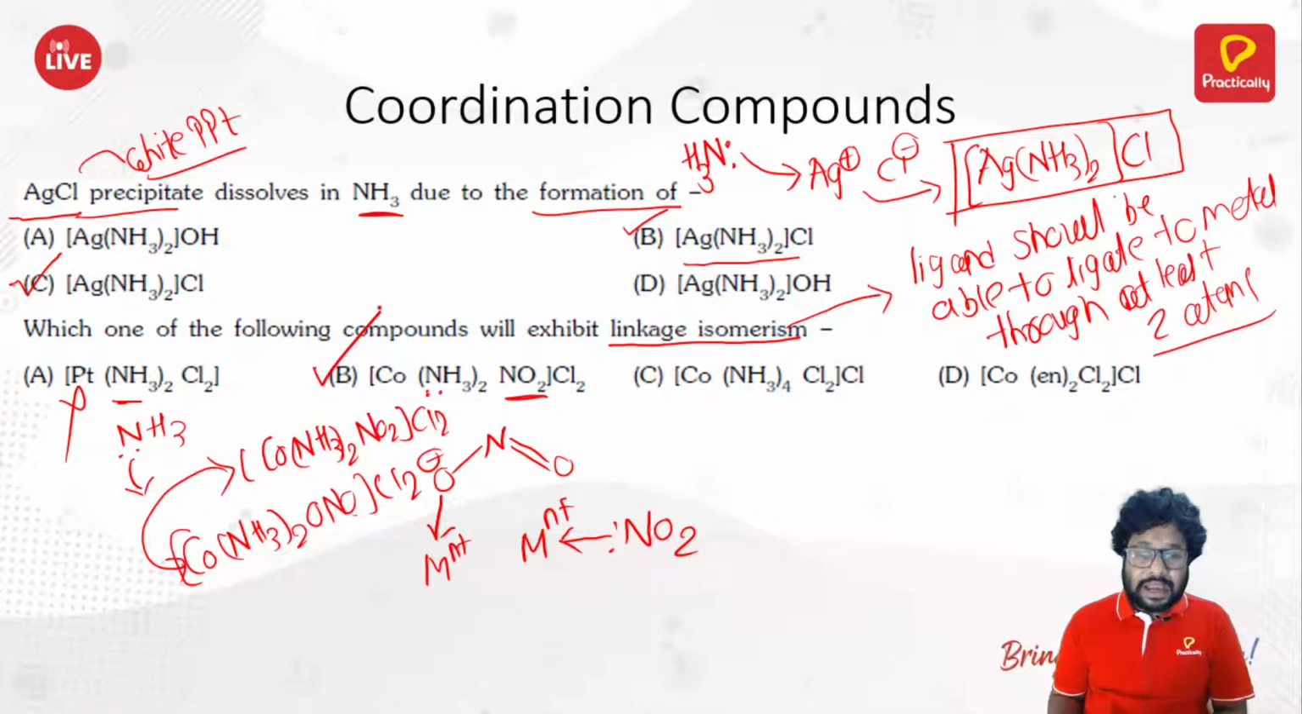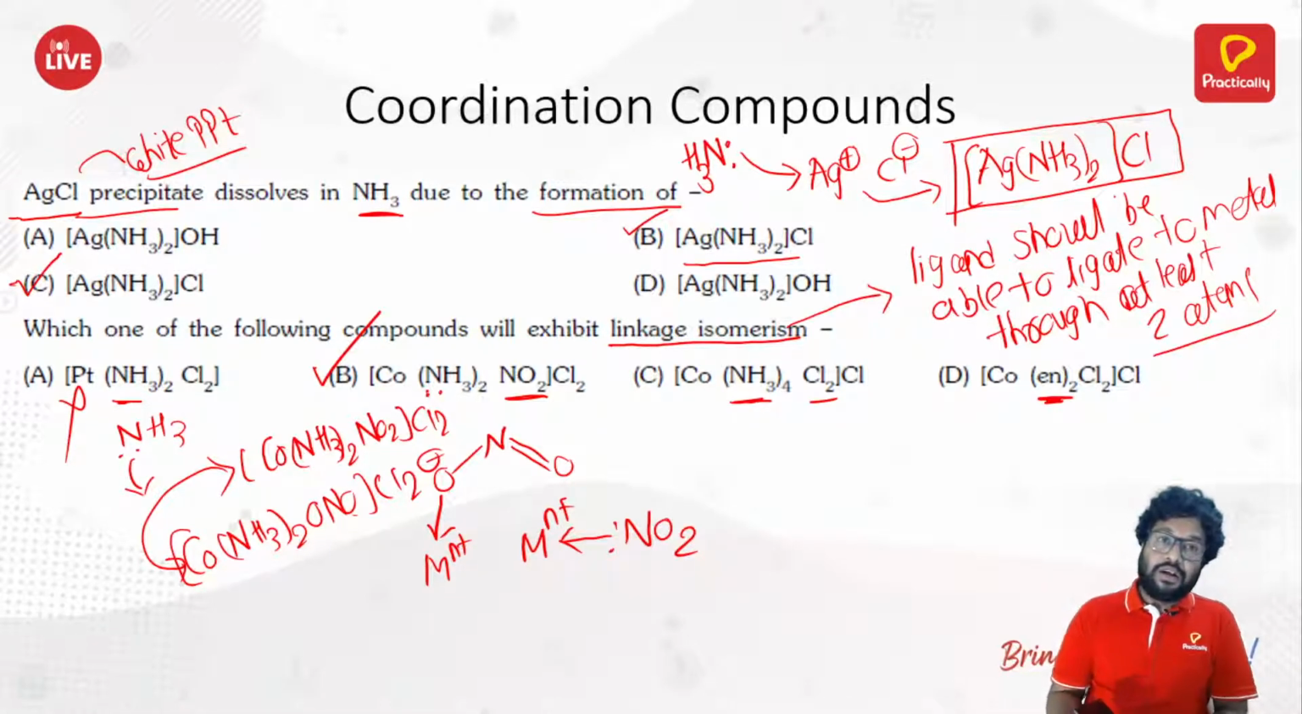Any other option? Again, this is just like compound A. Both of them can coordinate through only one side. Ethylene diamine can coordinate through two sides, but both the sides are the same. Both the sides are nitrogen only. Both the sides should be different, and only then can you say that the compound exists in a linkage isomeric form.